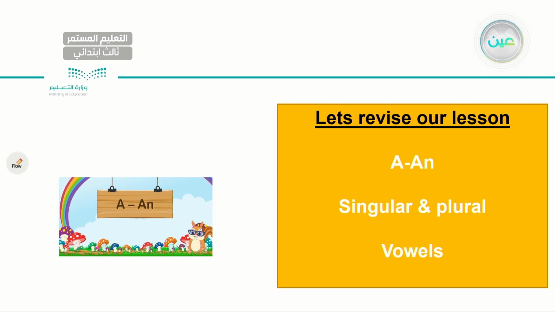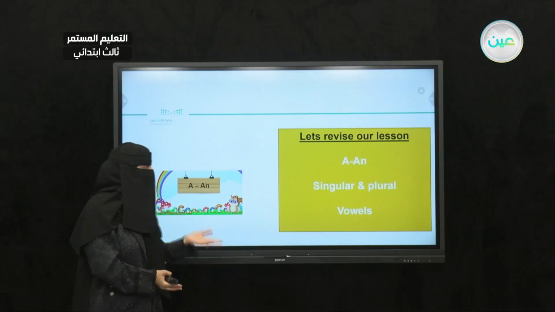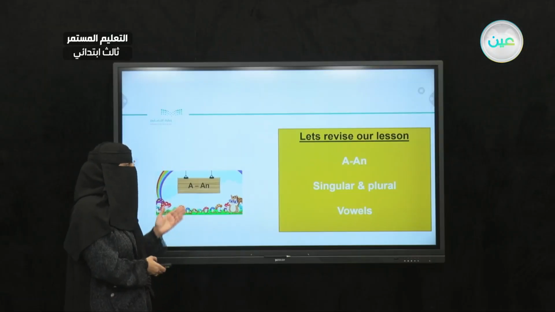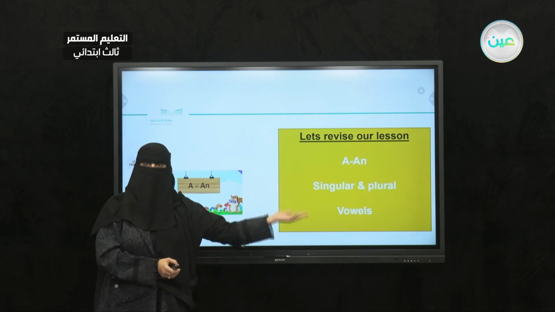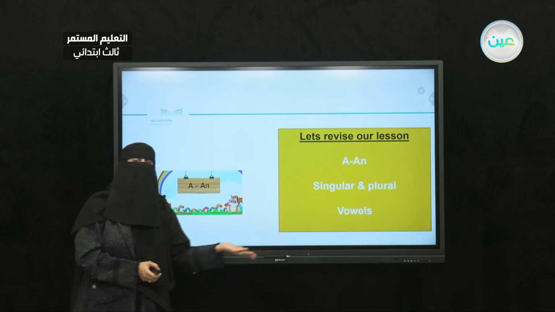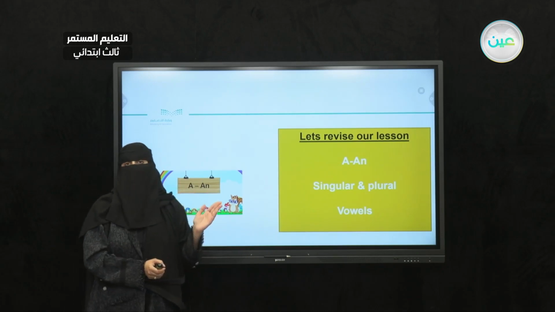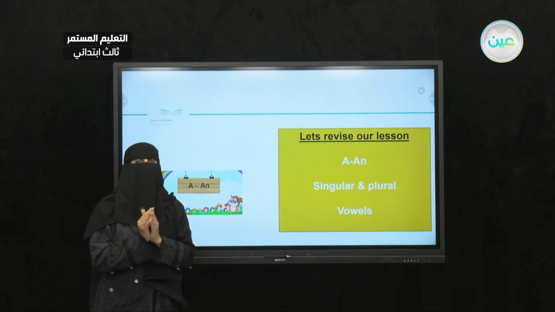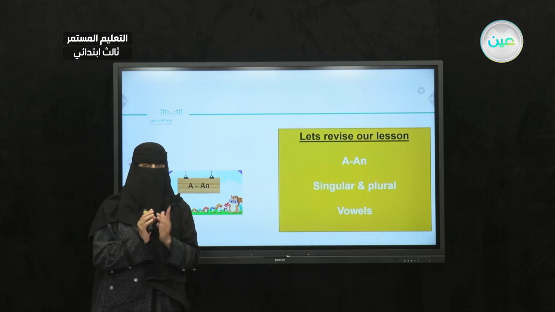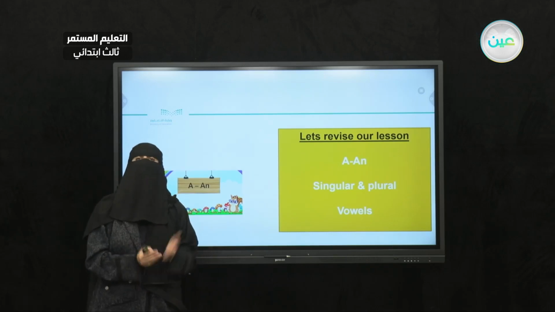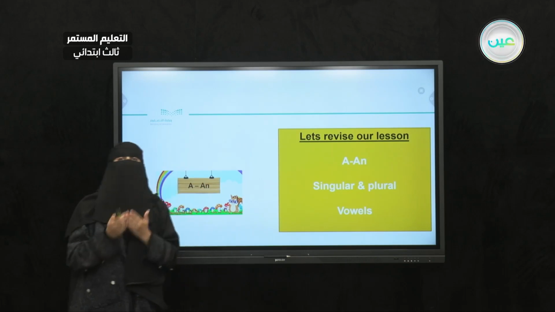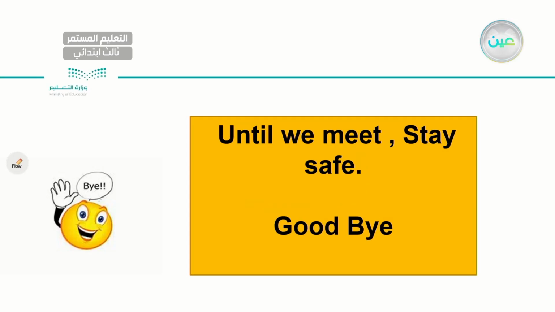Now, let's revise what we've learned or what we've introduced in this lesson, my dear student. We introduced the two articles a and an. Also, we differentiate between singular and plural, and we will be taking this in the next lesson. But for a and an, these are articles that we must use only with singular nouns. Also, we introduce vowels and how we have short vowels and long vowels.